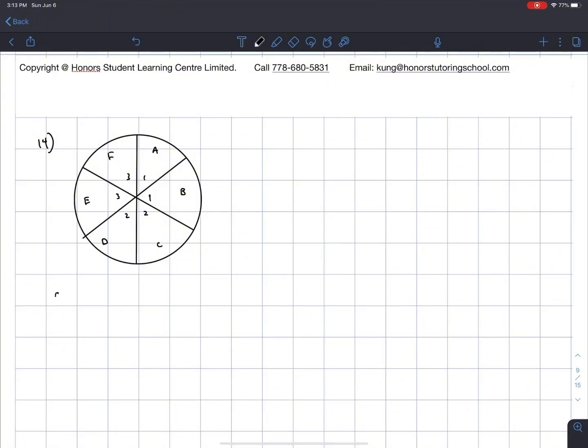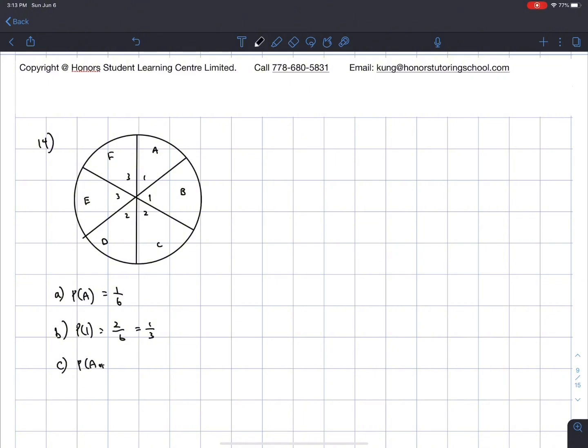So A, what is the probability of A? It will just be 1 out of 6, because one of the regions is A, out of 6 equal regions. Probability of getting a 1 is going to be 2 out of 6, because both A and B are number 1. So we can simplify that to 1/3.